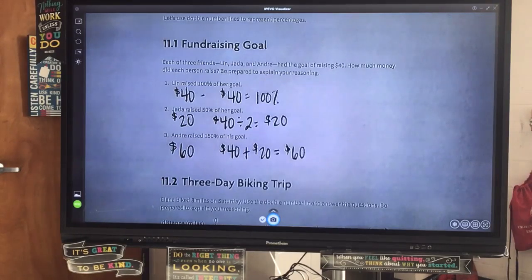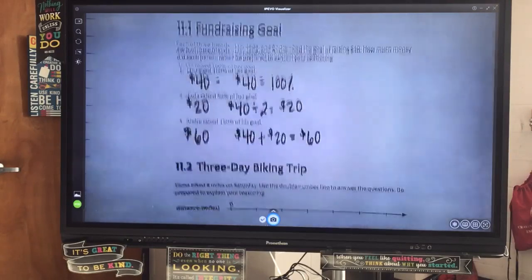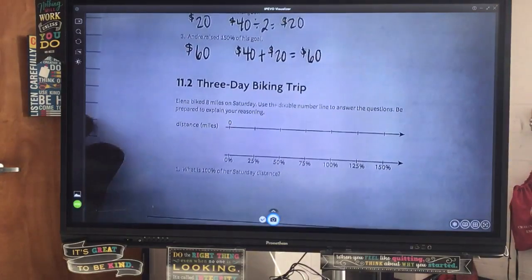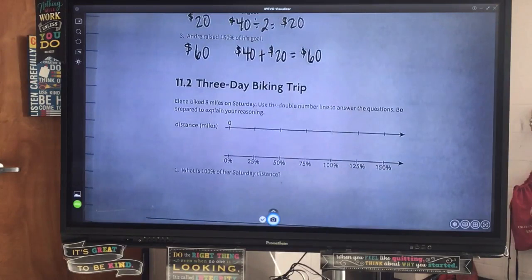All right, so let's go ahead and move on to the actual part of the lesson. This one we're gonna do together, and then the next one you guys are gonna do as a group. Okay, so number 11.2, 3-day biking trip, we're doing together. It says Elena biked 8 miles on Saturday. Use the double number line to answer the questions. Be prepared to explain your reasoning.